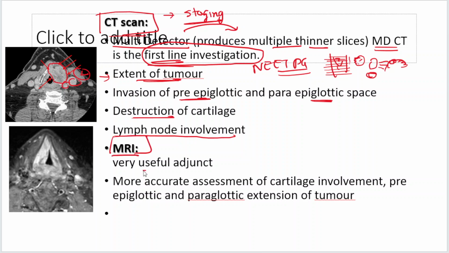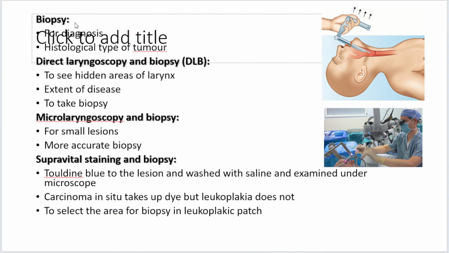MRI scan is a very useful adjunct. It helps the CT scan, but without a CT scan, there is not much use for an MRI. MRI gives soft tissue picture very well. So a more accurate assessment of the cartilage involvement, pre-epiglottic and paraglottic extension of the tumor, you will get with MRI. Now coming to biopsy, why do we perform a biopsy?